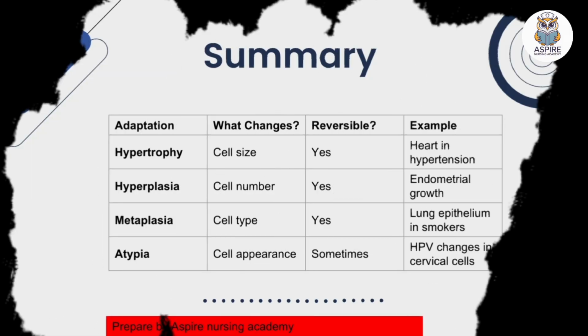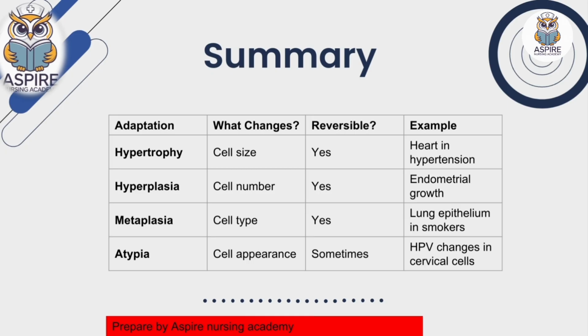Now, students, before we wrap up this topic, let's go through a quick summary of the 4 major types of cellular adaptation. This table is very useful for MCQs, short notes, and Viva Prep, so listen carefully. 1. Hypertrophy. What changes? The size of the cell increases. Is it reversible? Yes. Example, thickening of the heart muscle in patients with hypertension.